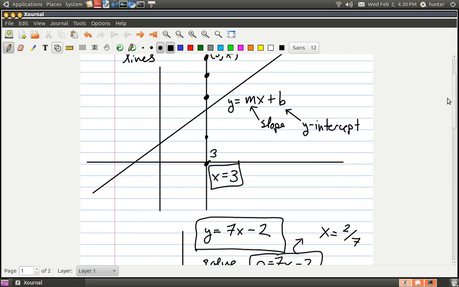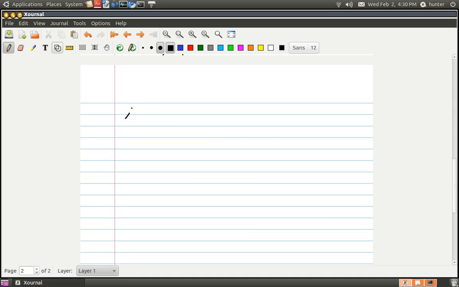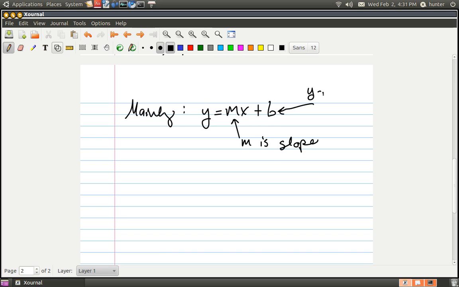Alright. So there's lots of stuff to know about lines, but the main thing I wanted to say is that lines are described by y equals mx plus b, where m is the slope and b is the y-intercept.